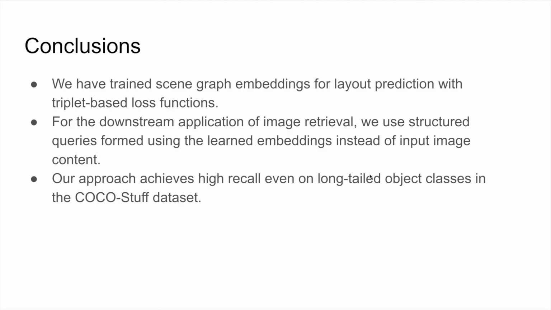In conclusion, we have trained a layout prediction model in which a scene graph embedding is learned. We applied triplet-based loss functions which have been shown to greatly improve our image retrieval performance. We used structured queries formed from the learned scene graph embeddings instead of input image features for our retrieval. Finally, our approach achieves high recall even on the long-tailed object classes in the CocoStuff dataset.